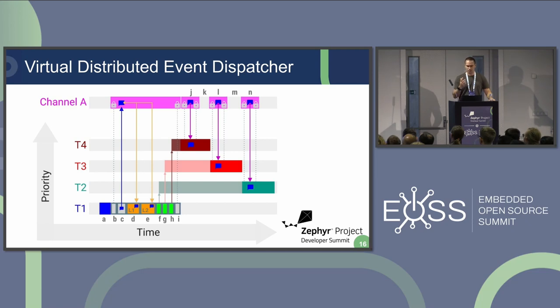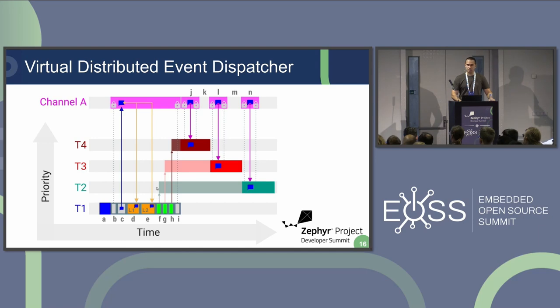Someone could ask why not thread two preempt the execution and read the message, right? Thread two has more priority. If you take a look at the arrow here, the highest priority thread is four, T1 is just the lowest one.